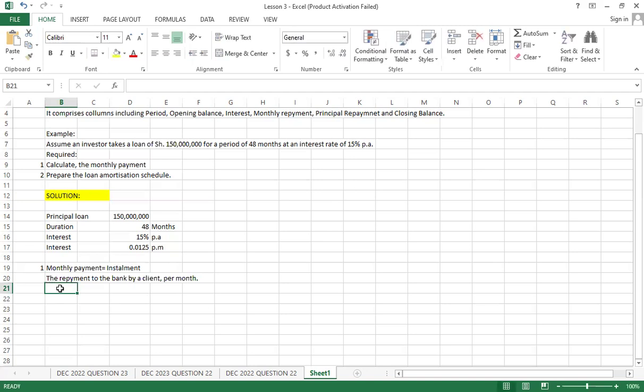Let me say that in Excel, yeah? In Excel, we calculate this using the function. There is a function for it. Using the function PMT. So in Excel, we compute this thing using a function which we call PMT.